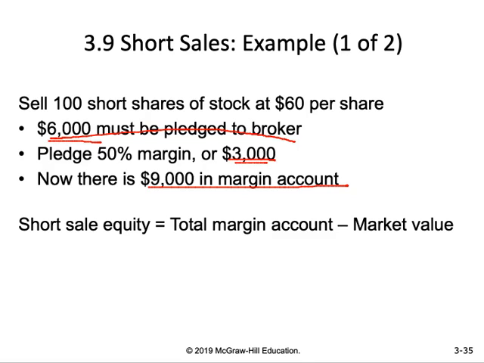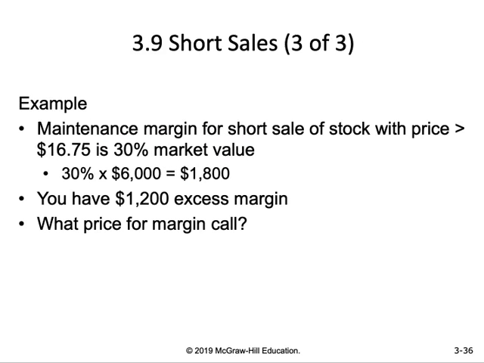So of course, the equity you have in the trade is the total margin account of $9,000 minus the market value of the shares, which is $6,000. So the investor has $3,000 of equity, short sale equity at that moment. The maintenance margin on a short sale is 30%. Initial margin requirement is 50%. If your equity as a short seller fell to 30%, you would have to put up more equity into the account, into that margin account.